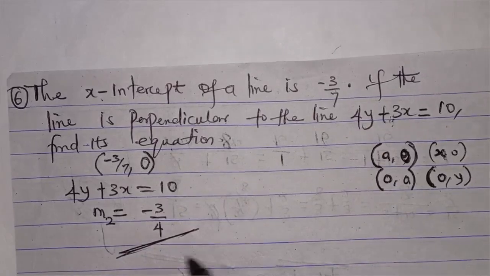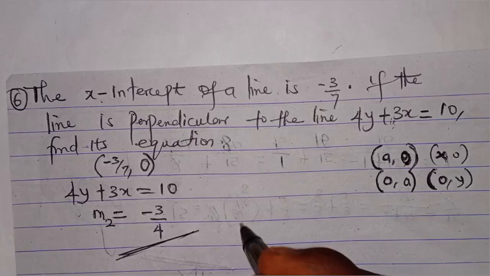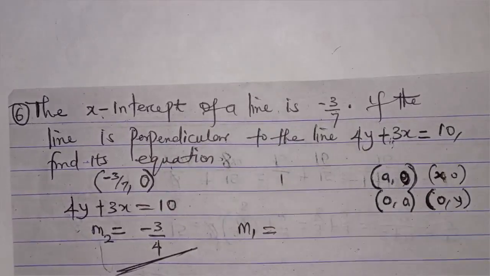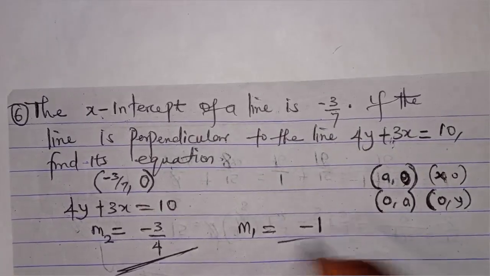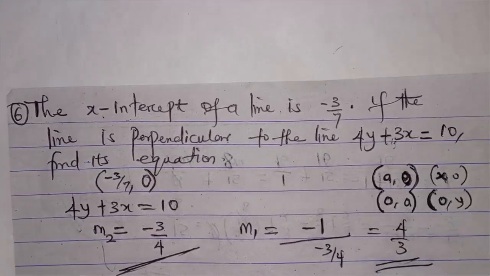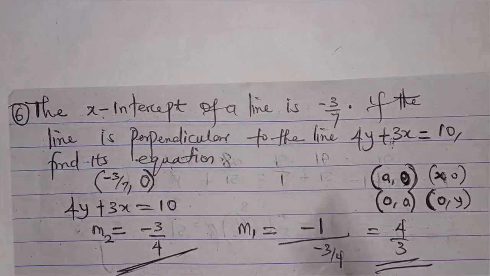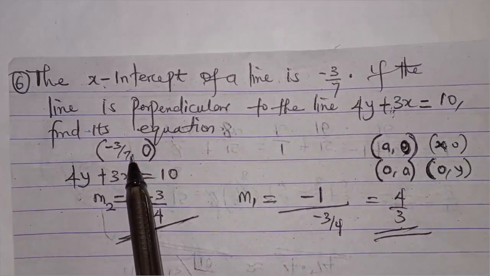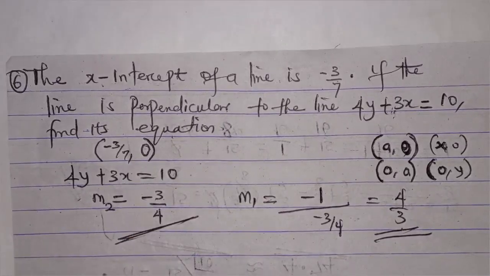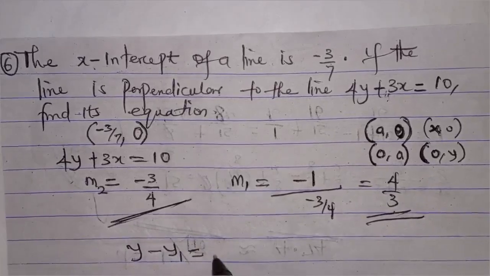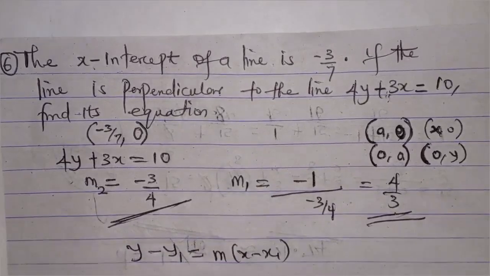It means that to determine the gradient of the first line, that's m1, this particular line now, I'll divide minus 1 by minus 3 over 4. That will give me 4 over 3. So 4 over 3 is the gradient of the line. Now that I have the gradient of the line, and I have a point that passes through the line, using gradient and 1 point form, I can determine the equation of the line. y minus y1 is equal to m into x minus x1.